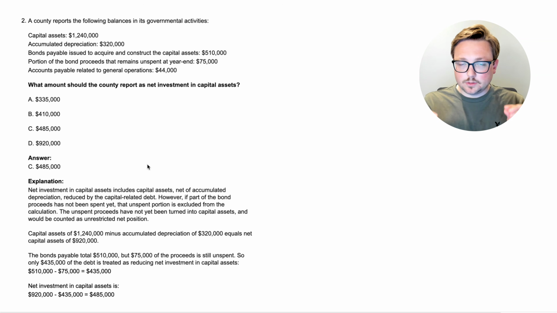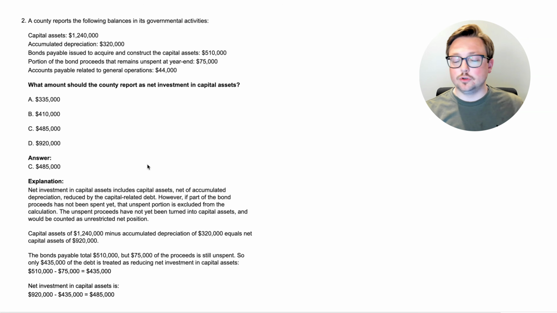So just to make sure that you see a key difference, there is a difference between net capital assets, which is just the capital assets less the accumulated depreciation, and then there's net investment in capital assets, where you take that number that you just calculated from the net capital assets and you subtract whatever debt was used to purchase the capital assets. And as a part of that, remember, any debt that wasn't actually used to buy the capital assets is not going to be included when you do this calculation of net investment in capital assets, which is why we took this $75,000 of bond proceeds out of the $510,000 of bonds payable.